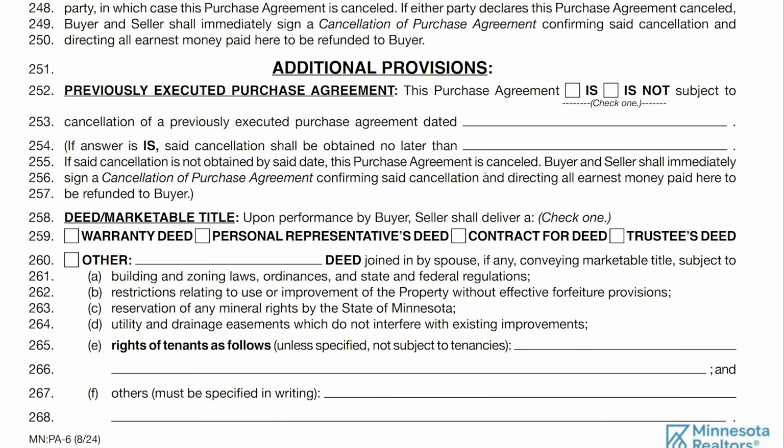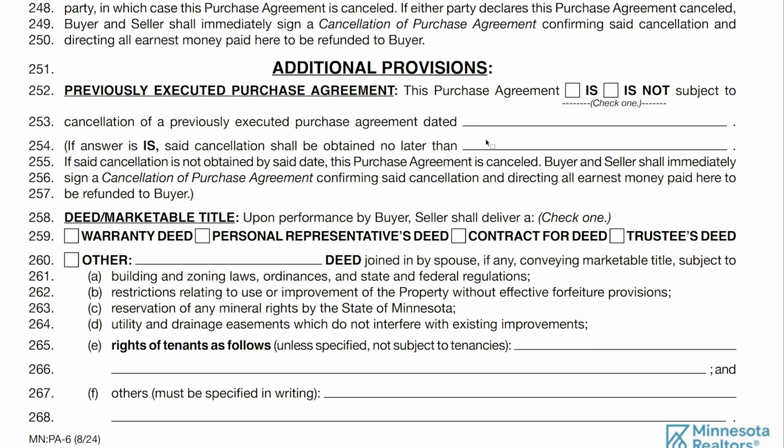Line 251, we're taking a look at what happens if the seller had already accepted an offer from another buyer that planned on canceling. Not ideal, but this is going to lay out what that expectation is going to look like and when that other offer is going to get canceled.